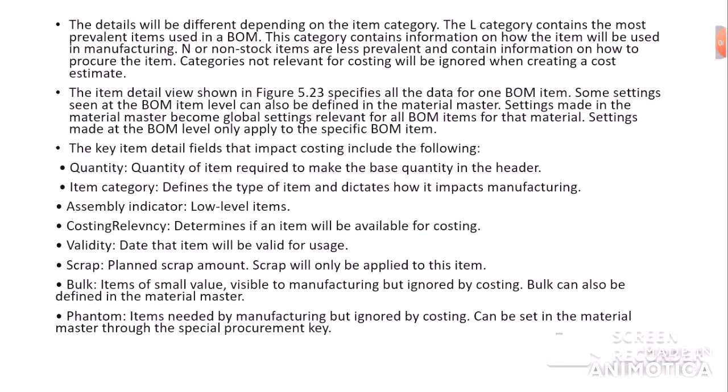Bulk. Items of small value visible to manufacturing but ignored by costing. Bulk can also be defined in the material master. Phantom. Items needed by manufacturing but ignored by costing can be set in the material master through the special procurement key.